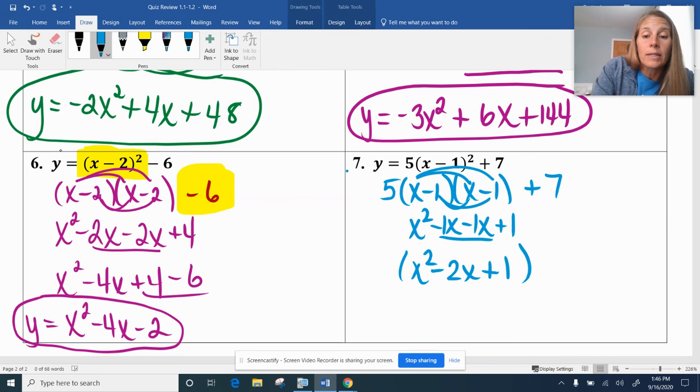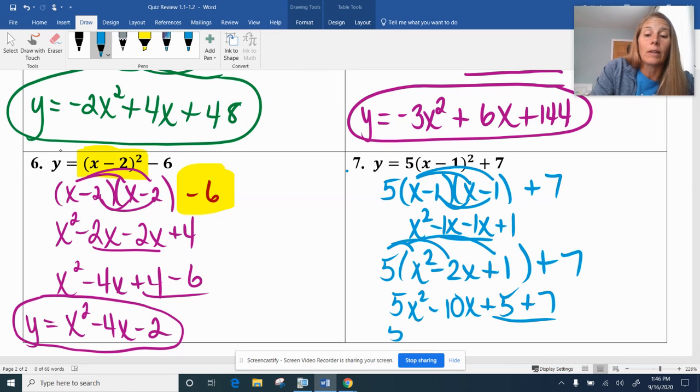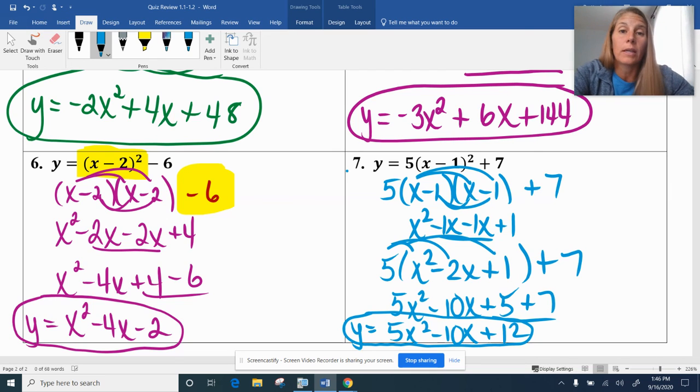Now I have to remember I still have this 5 to distribute, and then I have that plus 7 at the end that I'm going to have to combine in. So first, just like in PEMDAS, you always do your multiplying before you do any addition. So I'm going to distribute the 5 to everything. So I have 5x squared minus 10x plus 5. And then when I add my 7, it can combine with that 5 at the end. So I have 5x squared minus 10x plus 12. Now I have converted my vertex form equation into a standard form quadratic equation.